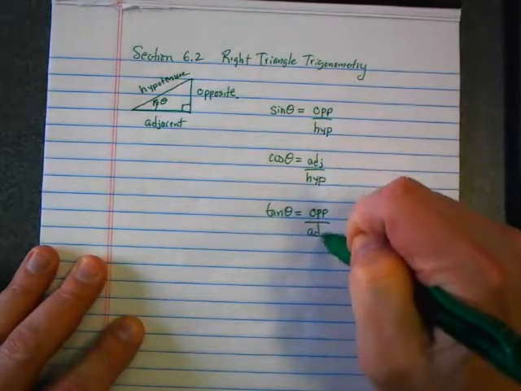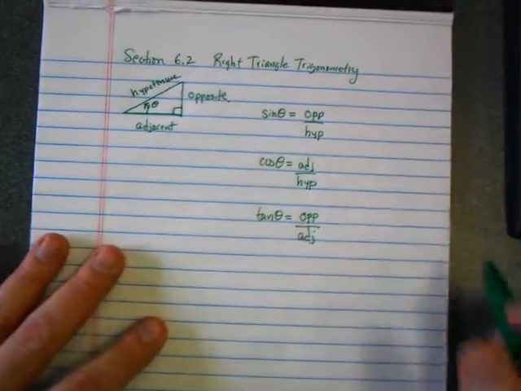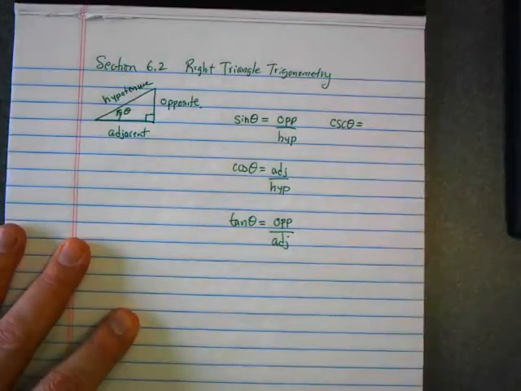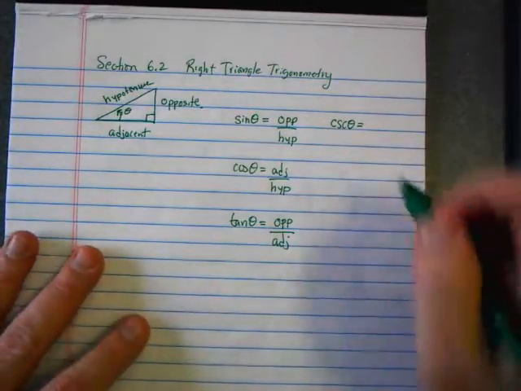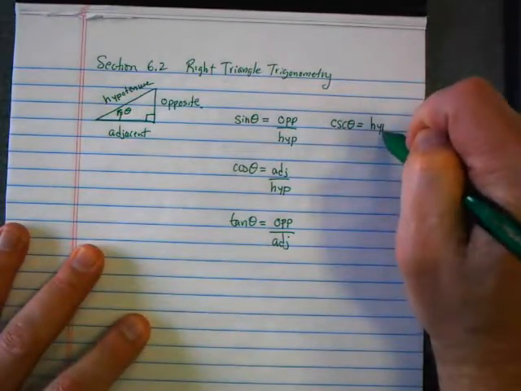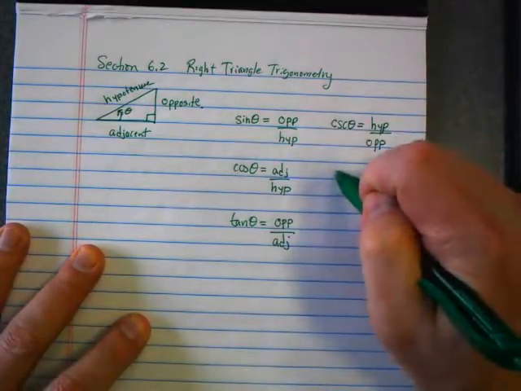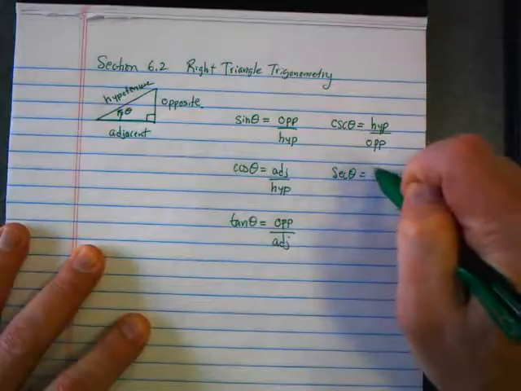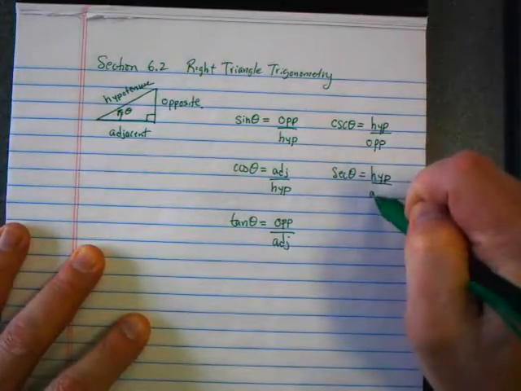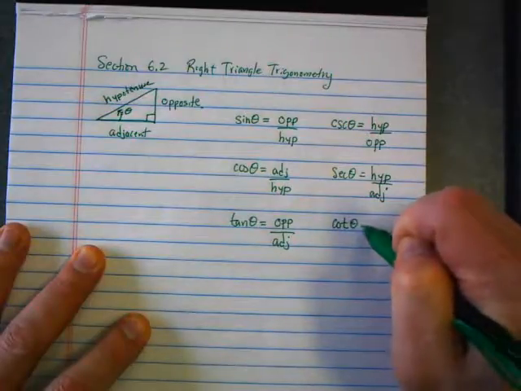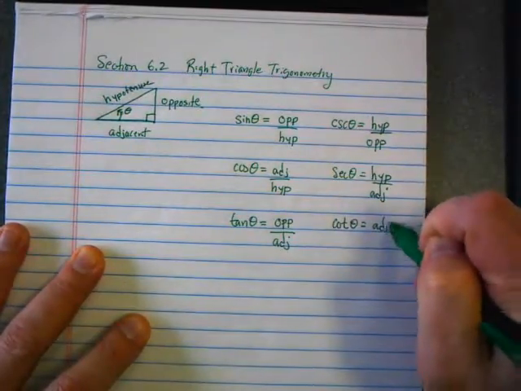Opposite over adjacent. And then the other 3, just flip them, just like we did before. So cosecant theta is hypotenuse over opposite, and secant theta is hypotenuse over adjacent, and cotangent theta is adjacent over opposite.